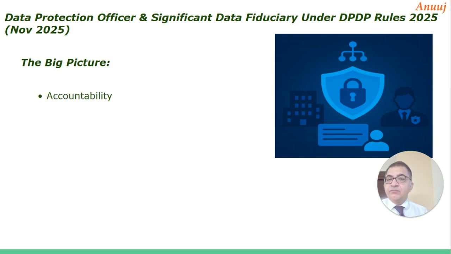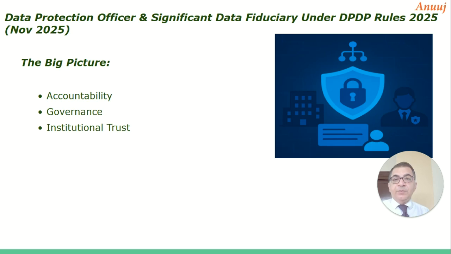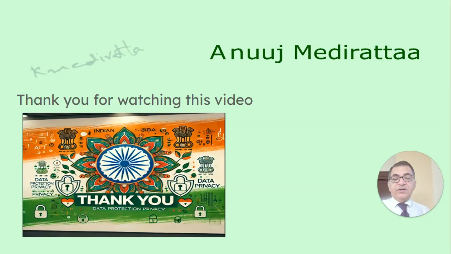Overall, the big picture: significant data fiduciary needs to be more accountable because they're handling more crucial, larger volumes of data. Their governance needs to be better, and they need to build trust for themselves because they are using or processing data that can be harmful if it is breached. And therefore, they require a dedicated person at a senior level to take care of all these operations and is designated as a data protection officer for us. So that's about the role of a DPO and a significant data fiduciary.